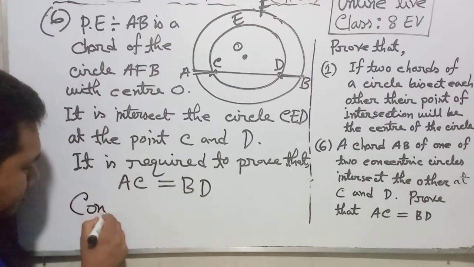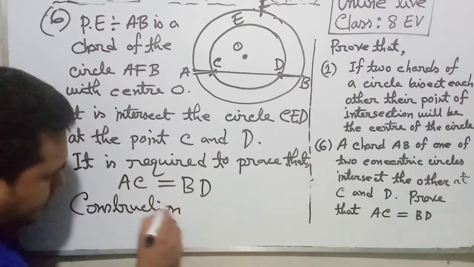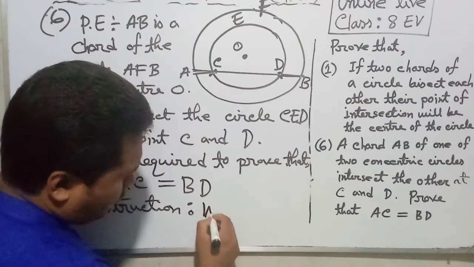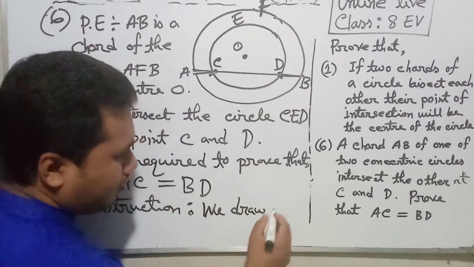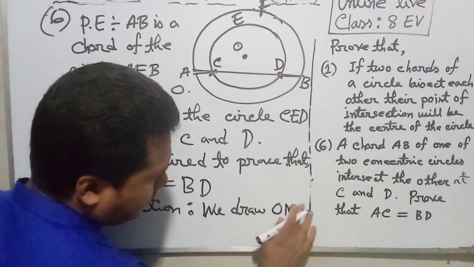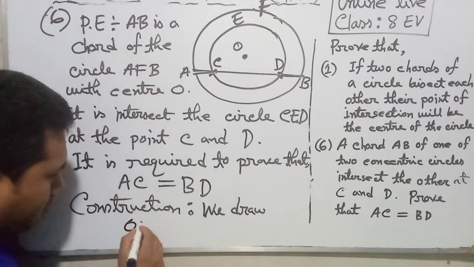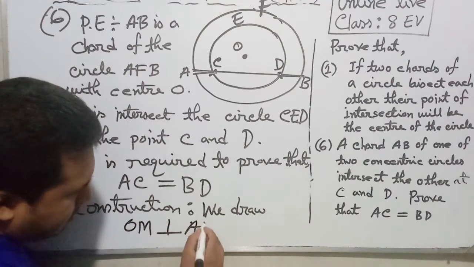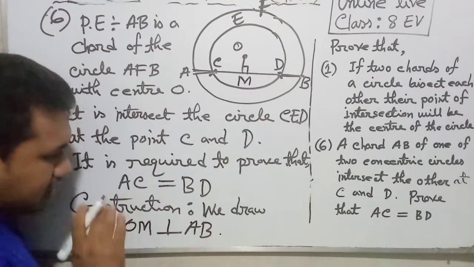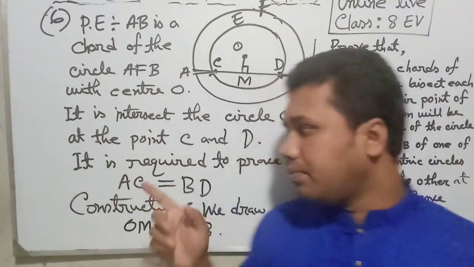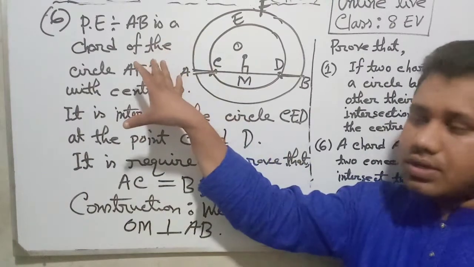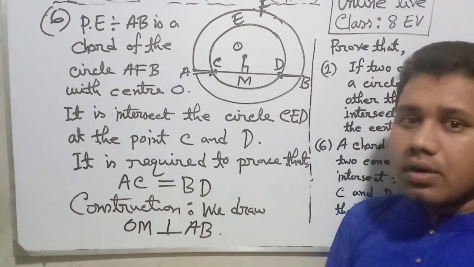Now construction. We draw OM perpendicular to AB, suppose M. That means this one is perpendicular to AB. This is our construction. We draw OM as a perpendicular of AB. So this is our particular enunciation, and this is our construction. Now we will go to our proof part.